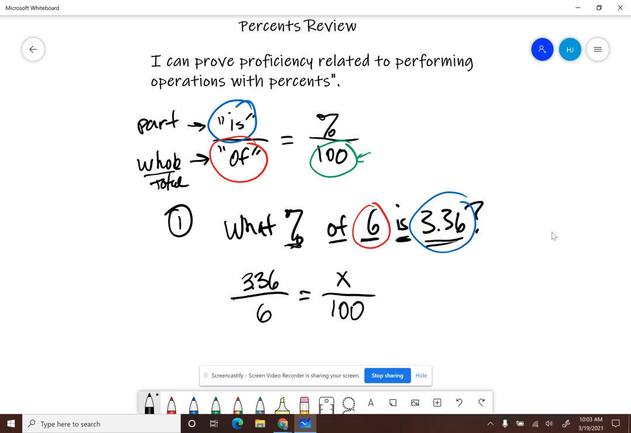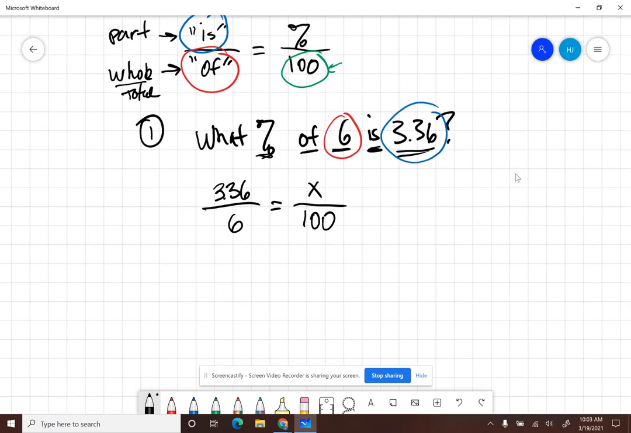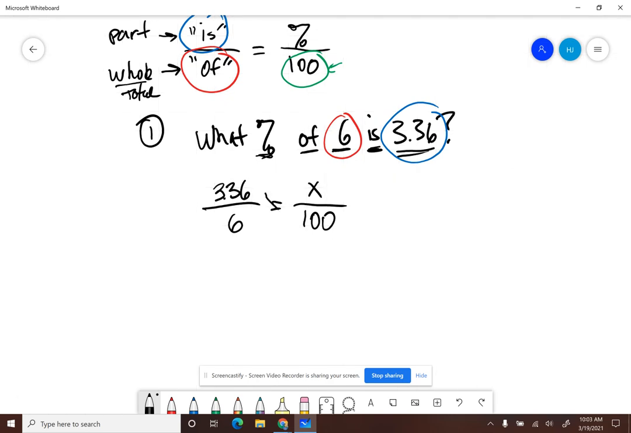So then you ask, well, how do we solve proportions? Well, you solve proportions by cross multiplying and dividing. So remember, cross multiplying and dividing. You've probably been doing this a long time. So we have 3.36 times 100 equals 6 times x. So again, at this point, we would just take 3.36 times 100.